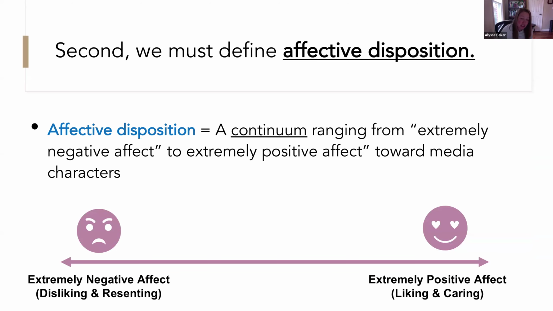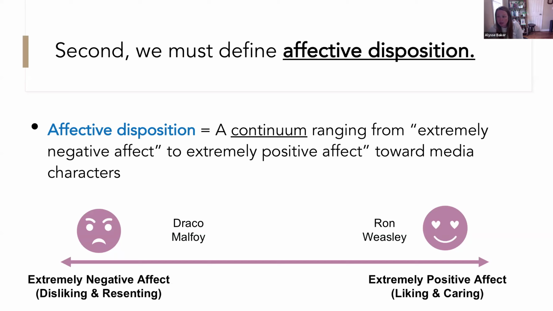Affective disposition is a continuum ranging from extremely negative affect or emotion to extremely positive affect toward media characters. So, extremely negative affect is disliking and resenting, and extremely positive affect is liking and caring.